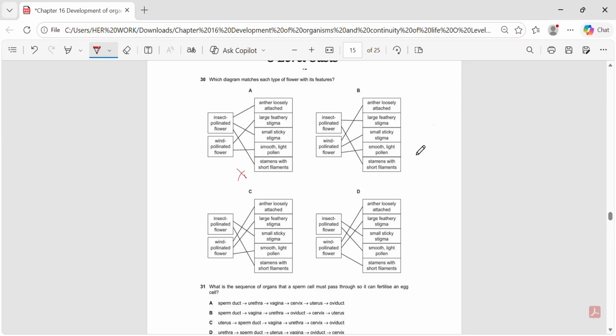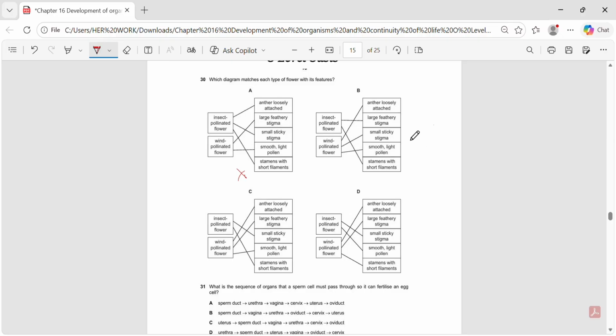It matches insect-pollinated flowers with anthers that are loosely attached. That doesn't make sense because if the anthers are loose and exposed, the pollen would just blow away with the wind before any insect could reach it. Also, it matches wind-pollinated flowers with a small sticky stigma, which is not suitable because wind pollination requires a larger surface area to catch pollen from the air.